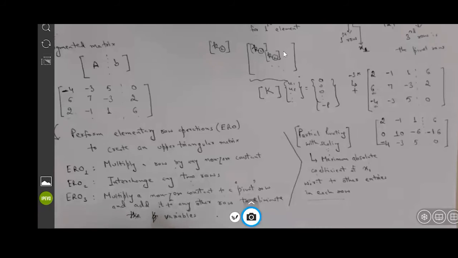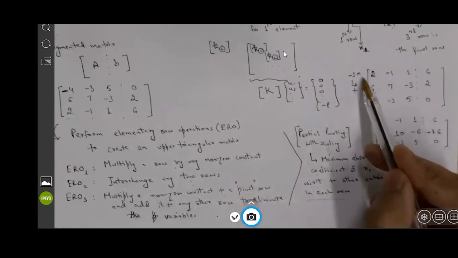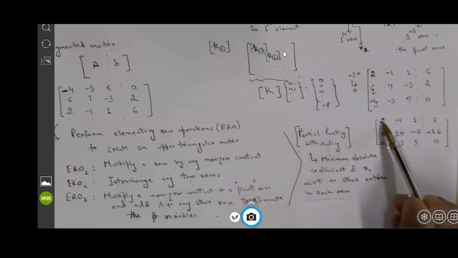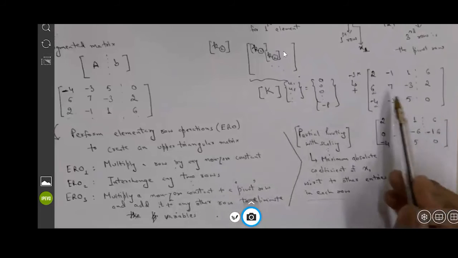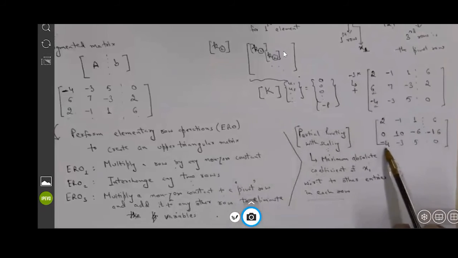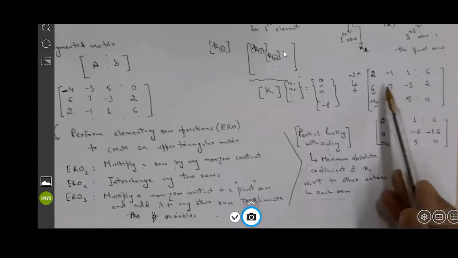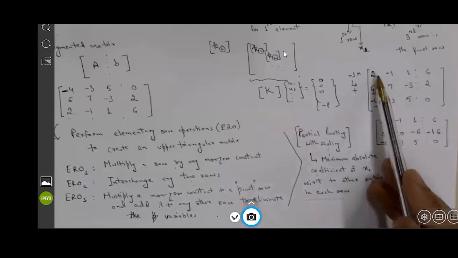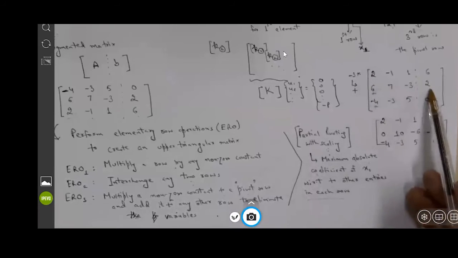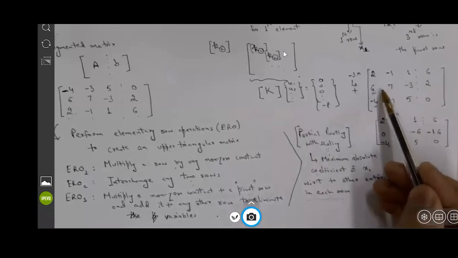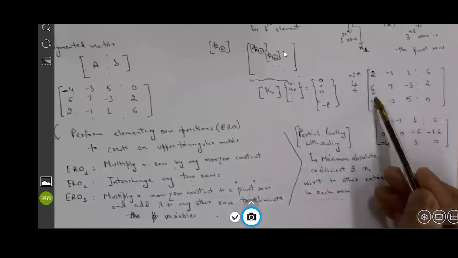Could you show that step again, Professor? I multiply this first row by -3 and add it to this row and replace the values here. The first row remains as it is, 2, -1, 1, 6. The third row remains unchanged, -4, -3, 5, 0. For the second row, I am replacing it by multiplying the first row by -3 and adding to the numbers here. But why did you pick -3? Because I am eliminating this 6 here. I want to eliminate the entries corresponding to X1. That is why I am eliminating 6 here.